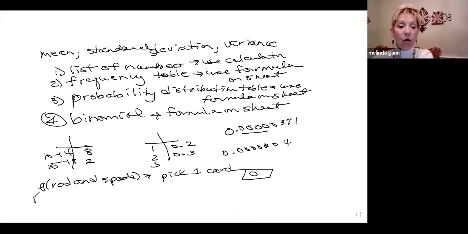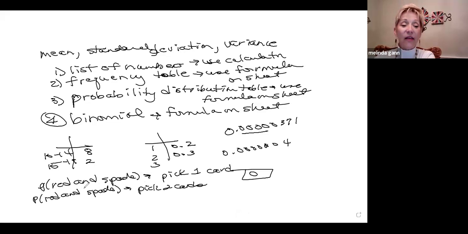But if I say, what's the probability that you get a red and a spade, and I let you pick 2 cards, well, now that is possible. Then you go grab the formula on the sheet, which says it's the probability of the first one times the probability of the second one.